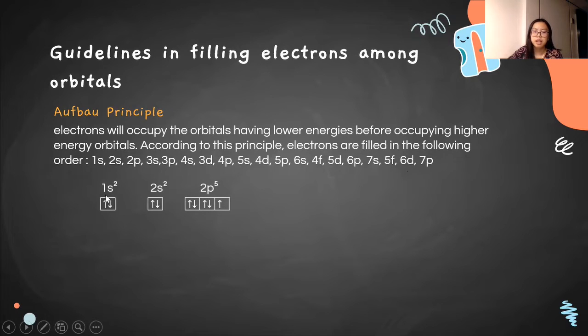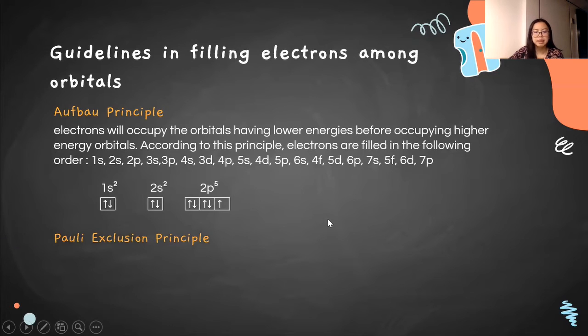So this is 1s2. So it has an up arrow and down arrow. 2s2 also has an up arrow and down arrow. 2p5. So we fill the up arrow first. So 1, 2, 3. And then we fill in the down arrow 1 and 2. So there is 5.